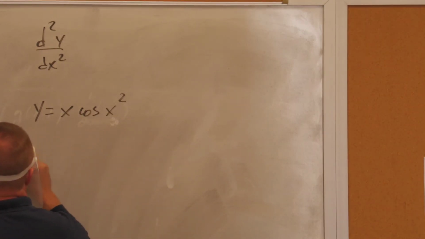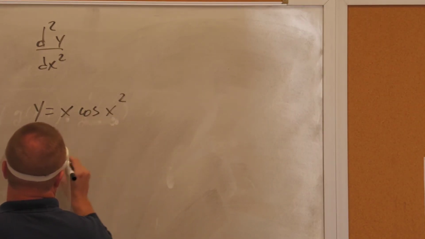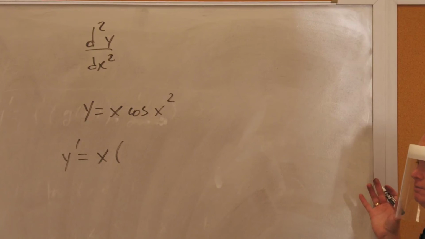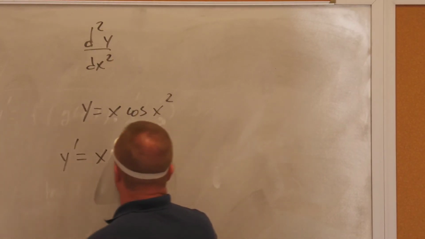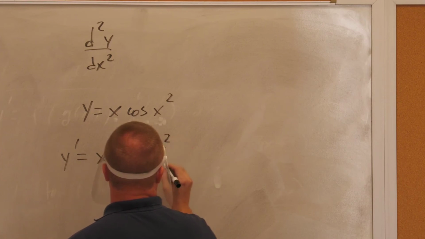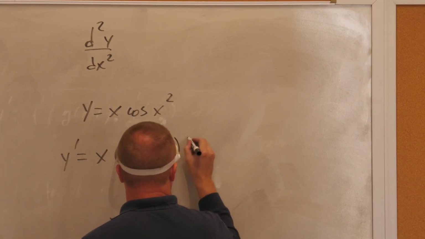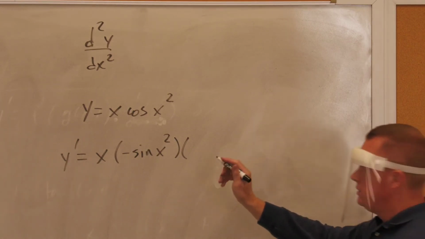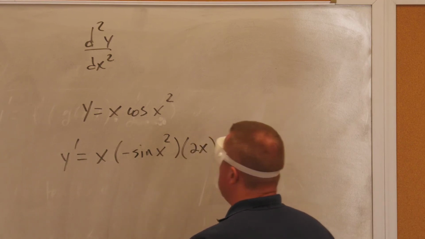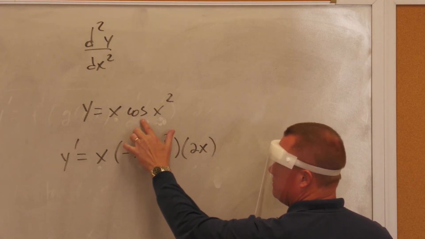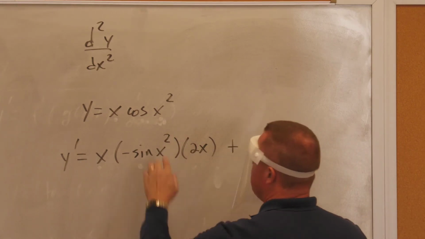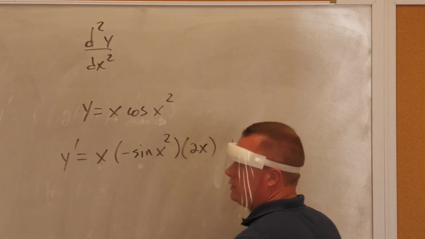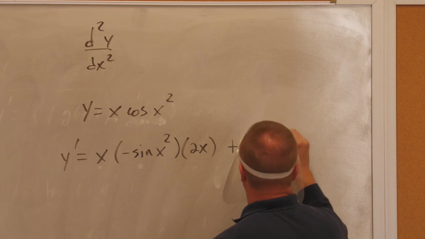Okay, so y prime. First times derivative of the second. Well, derivative of cosine x squared. Derivative of the cosine is negative sine. So negative sine x squared times, so I'm just going to put another parentheses there, times the derivative of the inside of that, which, derivative of x squared, would be 2x. Okay? So that is the first times derivative of the second. Plus second times derivative of the first. Derivative of x is 1, so I get cosine x squared. Okay?